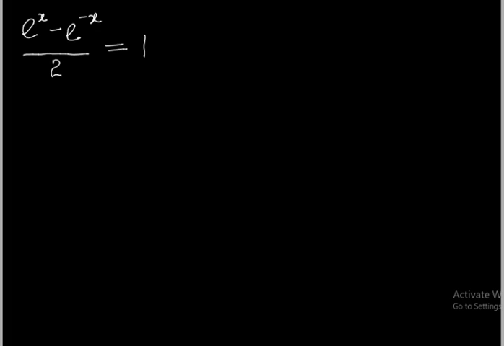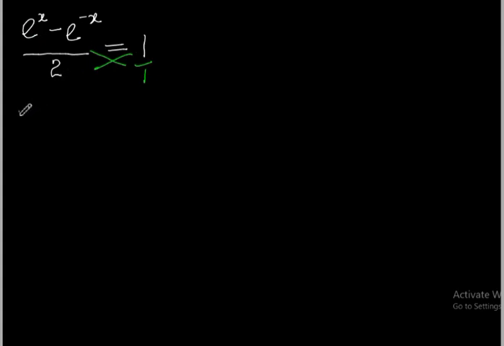Alright, we have this question to solve which says (e^x - e^(-x))/2 = 1. We can visualize this side of the equation to be 1 all over 1. So in that case, we can cross multiply.